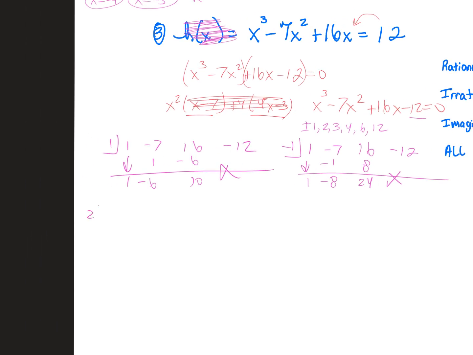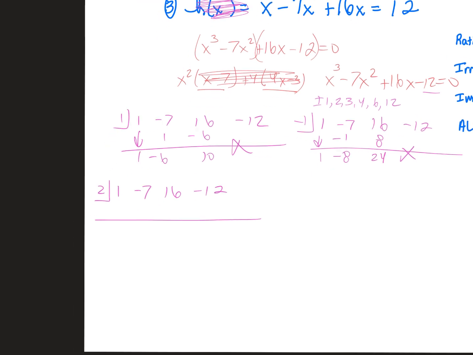So let's try 2. 1, negative 7, 16, negative 12. Like I told you guys at the beginning, I promise you synthetic division will work in all of these problems. I'm not going to give you any that aren't factorable. So don't give up. Don't get frustrated. 1 times 2 is 2. Negative 7 and 2 is negative 5. Negative 5 times 2 is negative 10. What's 16 minus 10? 6. What's 6 times 2? 12. What's negative 12 plus 12? Yay! What do we find?